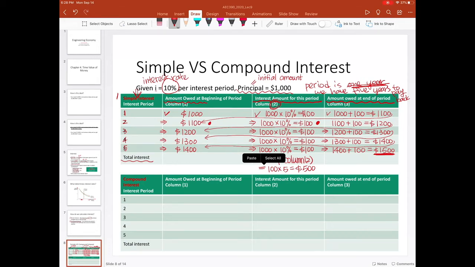So still we have how many periods? Because the bank will calculate the interest every year. So for 5 years, the bank will calculate it 5 times. That 5 times will be the period. So we have period 1, that's the year 1, year 2, year 3, year 4, and year 5.